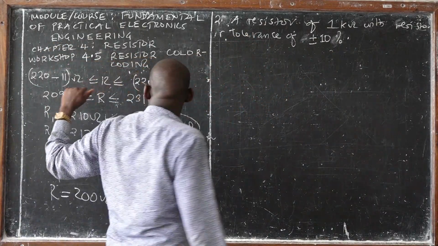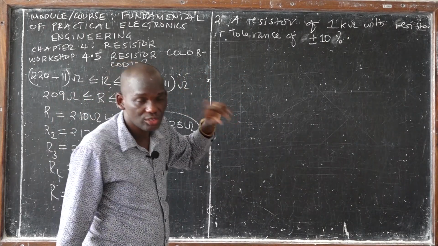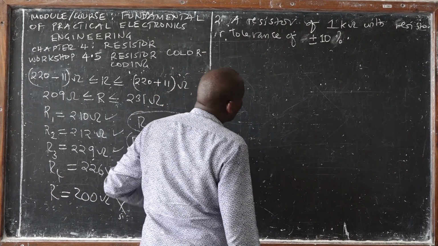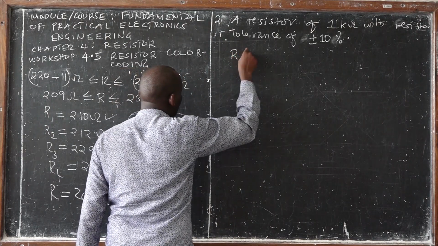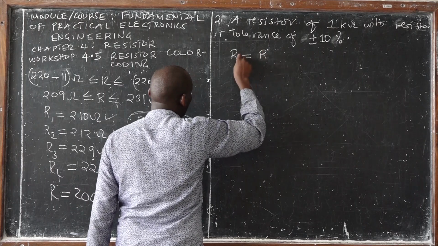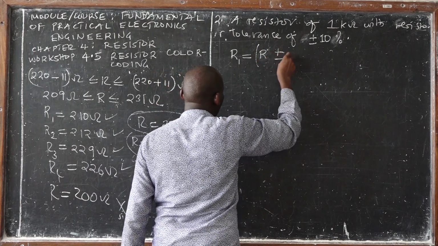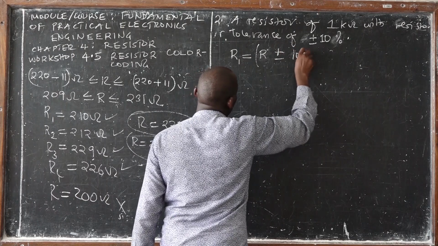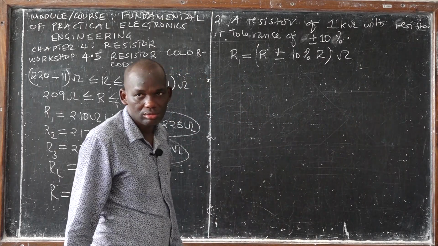Stop writing. Look. So firstly, we have to think how we can write it. We say, calculate the value of tolerance. Let's say resistor R is equal to resistance 1. Resistance 1 is equal to the resistor plus or minus the percentage of tolerance, which is 10% of the resistor. Right?